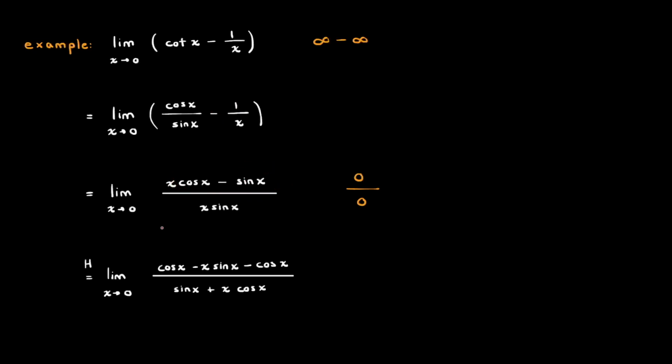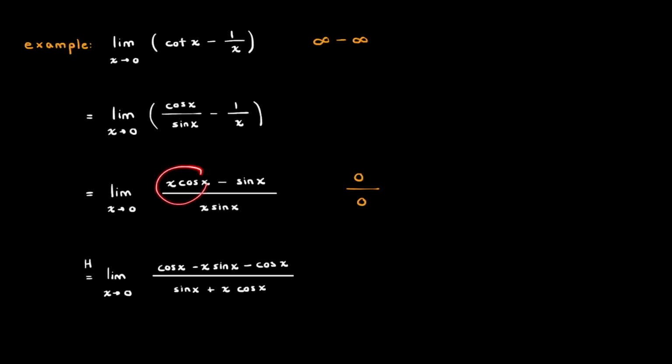Now let's check the type of indeterminate form. When we plug in 0, the bottom is just going to be 0 because of this x term. And then the top is also going to be 0, and this is also 0. 0 minus 0 is 0. So we have 0 over 0. So we have successfully converted the indeterminate difference into an indeterminate quotient. Now let's apply L'Hopital's rule and differentiate the top and bottom separately.